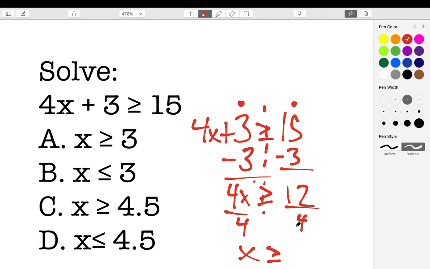How many times does 4 go into 12? Oh, try again. Take your time. 3 times. Good job. Okay, x is greater than or equal to 3. That is your answer. Put plus 1. If they put anything else, put plus 0, please.